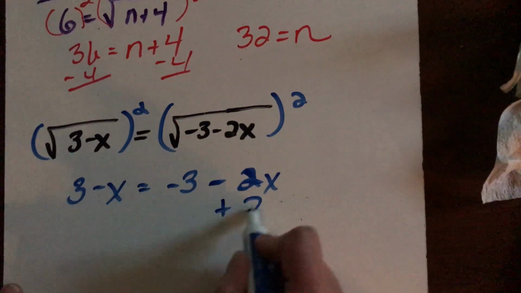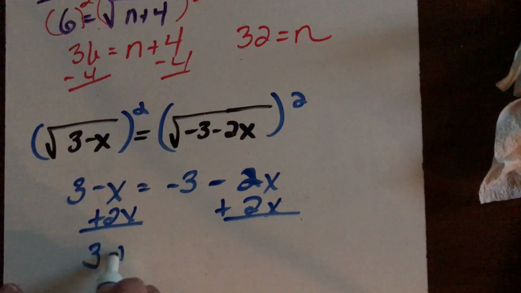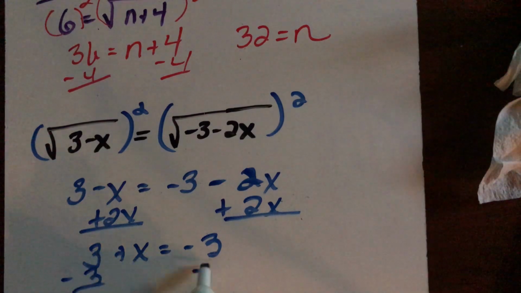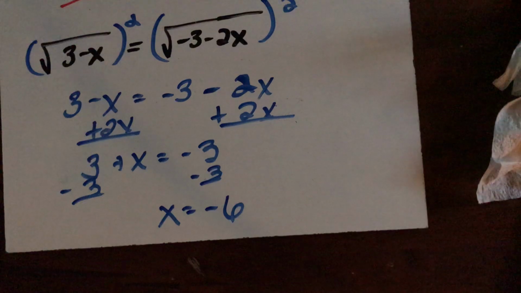So I'm going to add 2x to each side. So I'm going to have 3 plus x equals negative 3. And then I'm going to subtract 3 from each side, and I get x is equal to negative 6. Okay? All right, let's do another one.